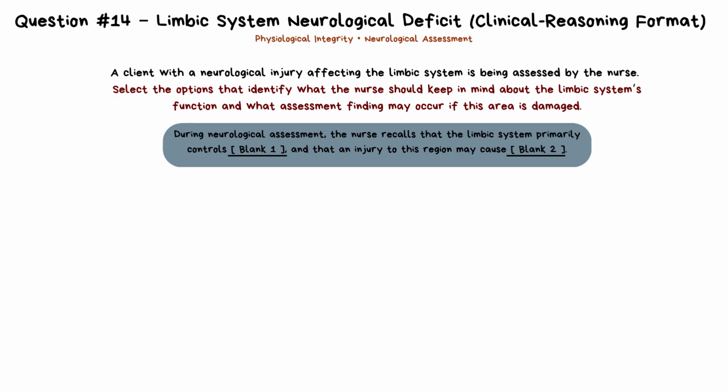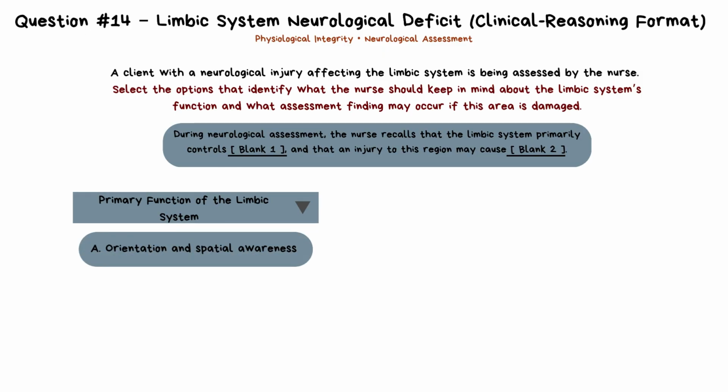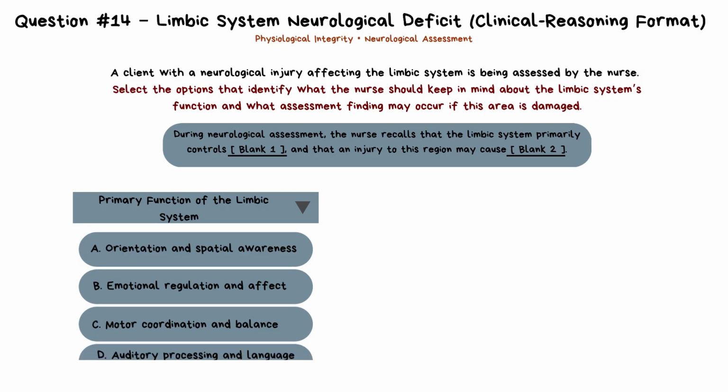Now here are your drop-down choices. For blank 1, the primary function of the limbic system. A. Orientation and spatial awareness. B. Emotional regulation and affect. C. Motor coordination and balance. D. Auditory processing and language comprehension.